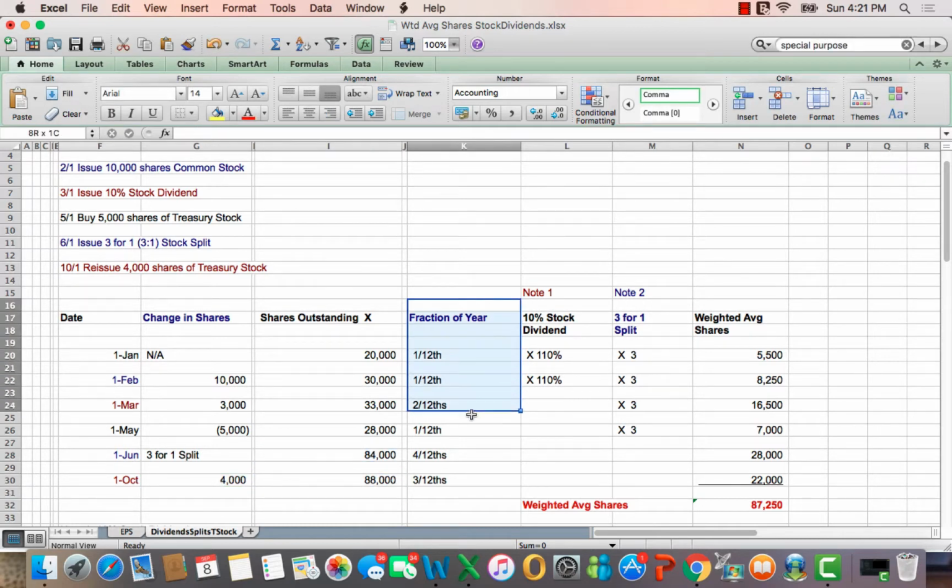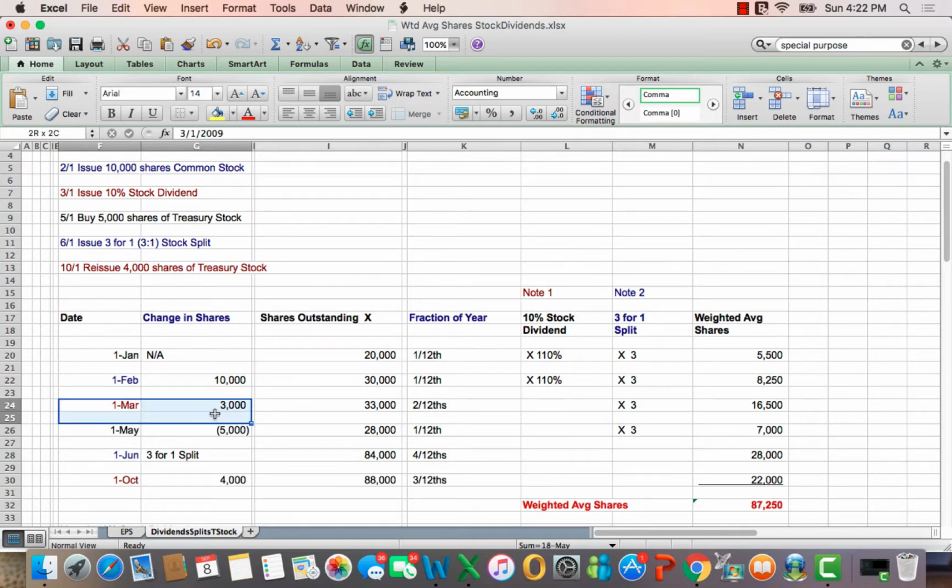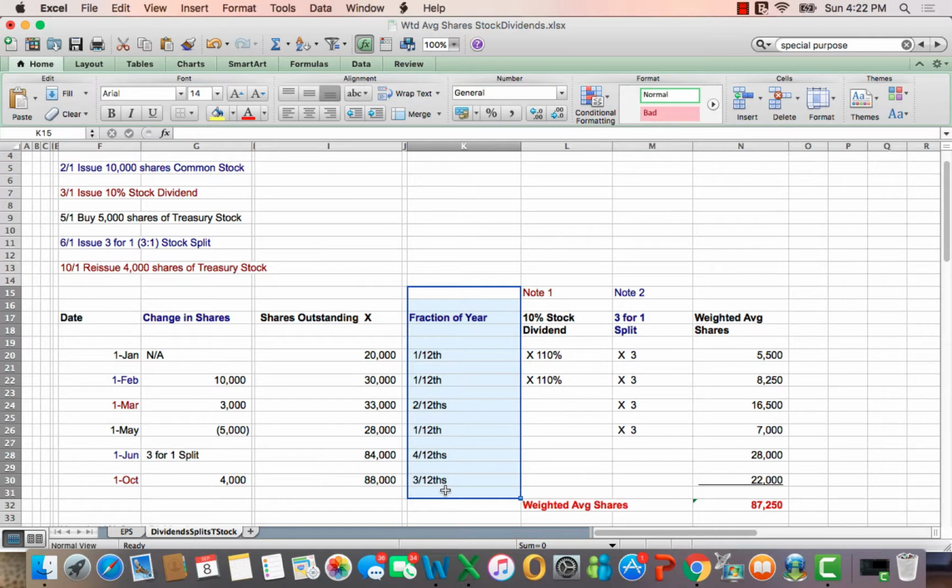The tough part about weighted average shares is this fraction of a year. So for example, between January and February 1st, we have 20,000 shares outstanding. That's 1/12 of a year. Between March 1st and May 1st, we have 33,000 shares outstanding. That's 2/12 of a year. And you start to get the idea of how we're getting these fractions of a year.